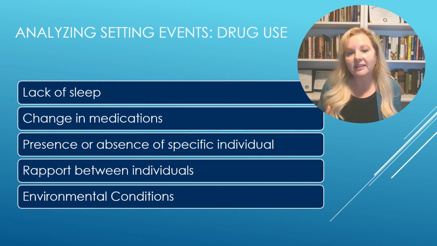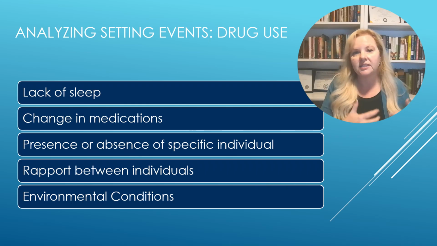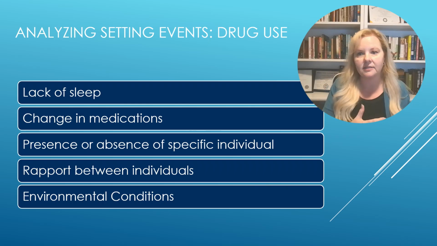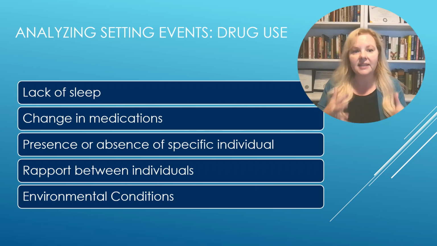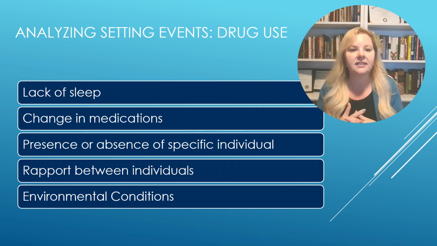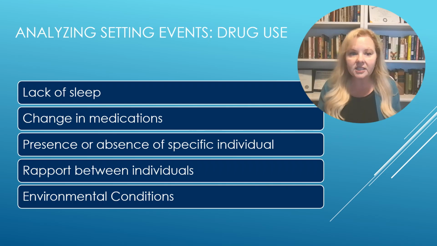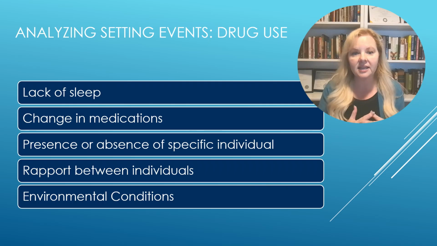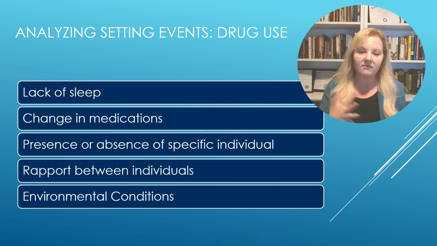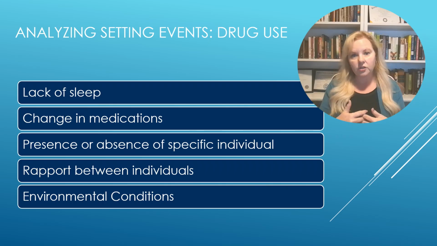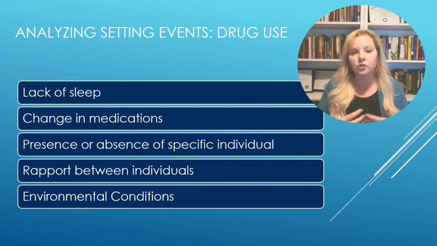When we're analyzing setting events for drug use, we're looking at the conditions that exist in the person's life that might make them either less likely to resist the temptation of a trigger or an antecedent, or more likely to be susceptible to a trigger or an antecedent. And these things might be environmental conditions. They might be things like lack of sleep and fatigue, a change in medications. They can also be related to individuals, the presence or absence of a specific individual who adds more peer pressure or adds more social support.